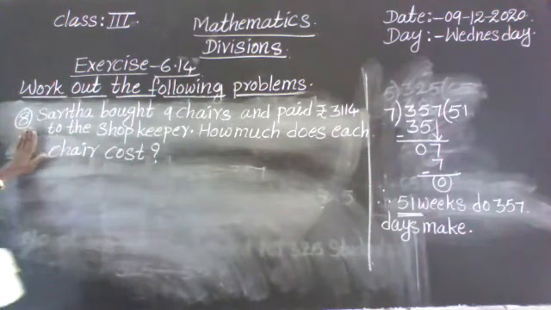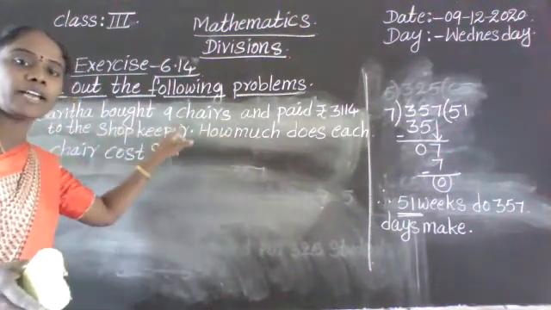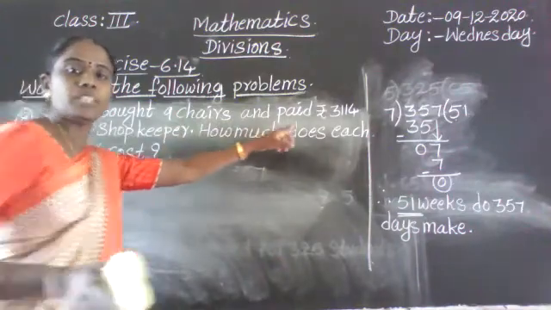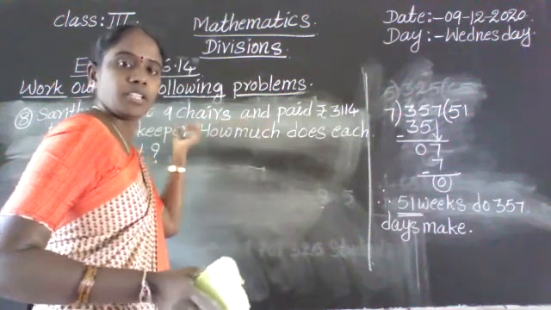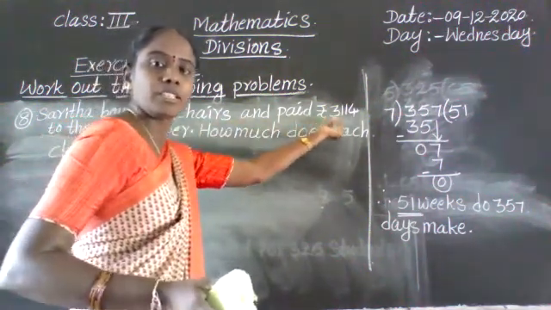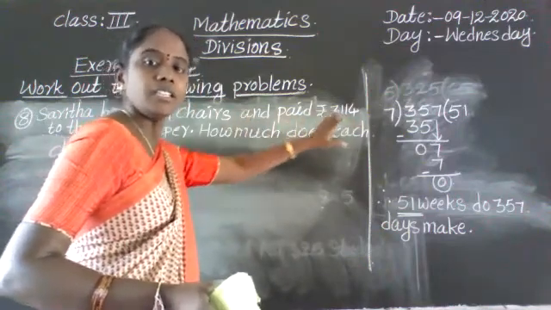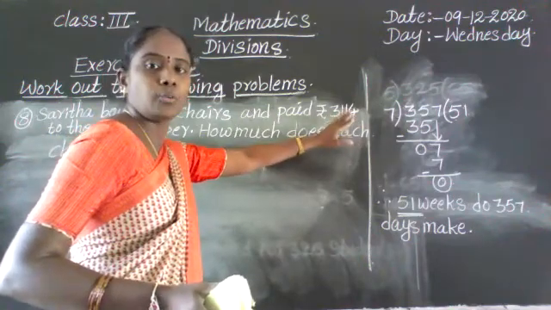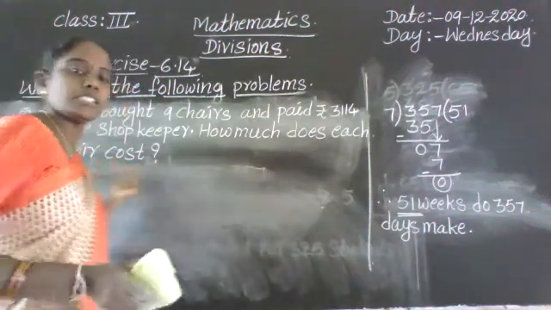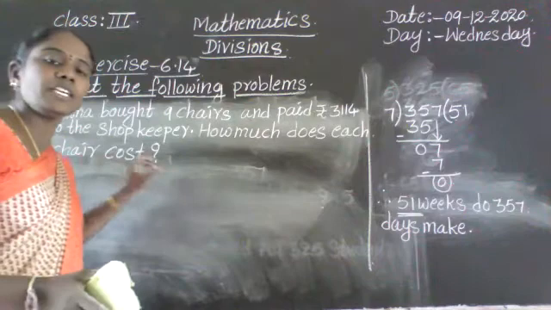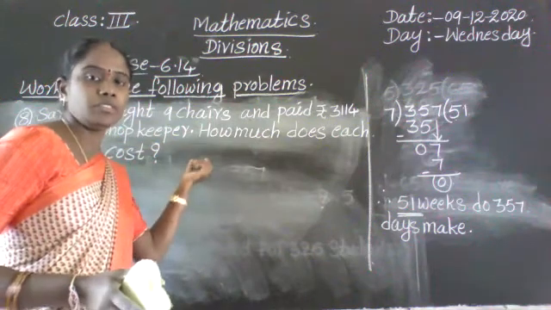Okay, read the question once, children. Sarita bought 9 chairs and paid rupees 3,114. The cost of 9 chairs is rupees 3,114. How much does each chair cost? Okay. We have to find out the cost of each chair. So what do we do? Do division.